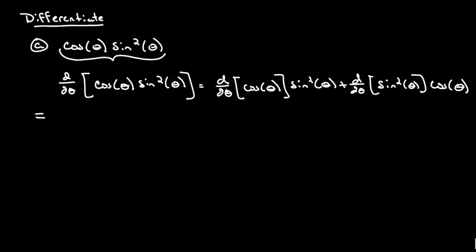So the derivative of cosine theta with respect to theta is going to be negative sine theta, and of course we'll multiply that by sine squared theta. Now over here we need to take the derivative d theta of sine squared theta. So let's go ahead and talk about that. So this is really sine theta squared, like that.